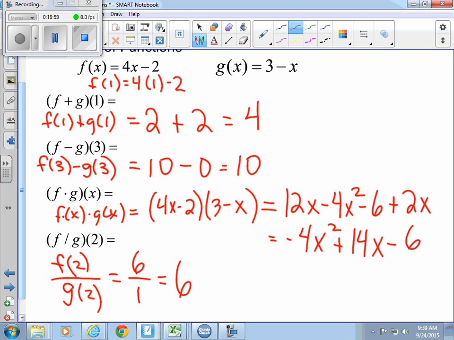Any questions about adding, subtracting, multiplying, or dividing? The big thing is making sure you know what the notation means. If you know what the notation means, it's not a hard problem. That's where most people get confused, because of what this means.